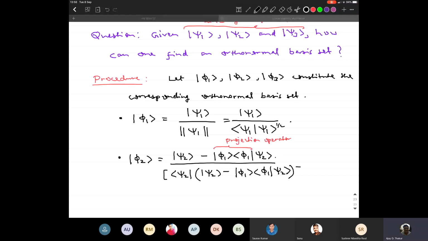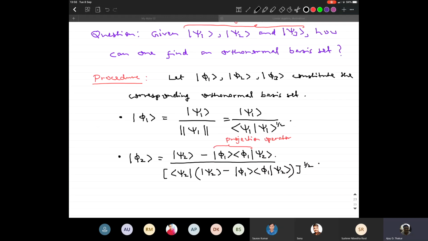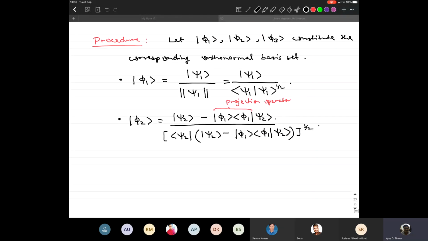So this is how the second vector is going to look, and a step of simplification would tell us that this is essentially psi2 minus the dot product of phi1 with psi2, which is going to be a number, whether complex or real, and then we are left with a ket. This is allowed because phi1 psi2 is a number. A number commutes with a vector.